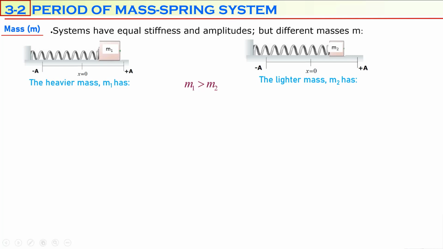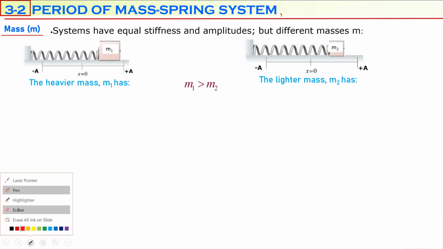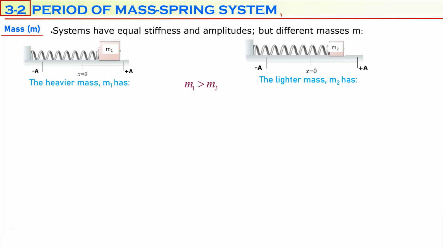Today I will continue teaching about the period of mass spring system. So first we are going to study how mass, stiffness and the amplitude affects the period of mass spring system.